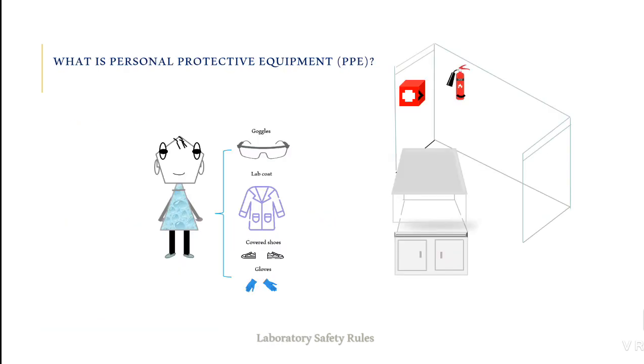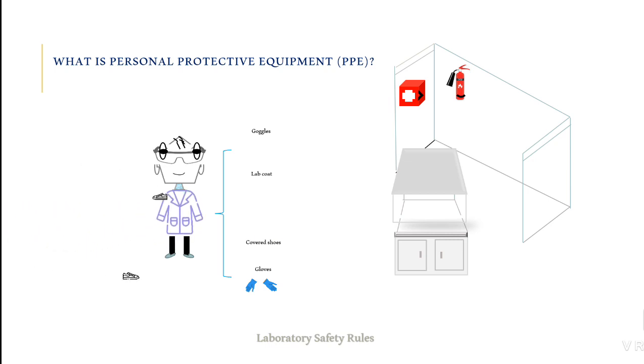Here is a simple illustration of what personal protective equipment or PPE is meant to be. And that is goggles or safety glasses, laboratory coat, covered shoes, and gloves. A mask should also be worn in case of working with corrosive or respiratory irritant compounds. Each of these attires protects laboratory members against contingent hazards such as chemical splash or exposure, fire, explosion, hazardous vapors, and so on.